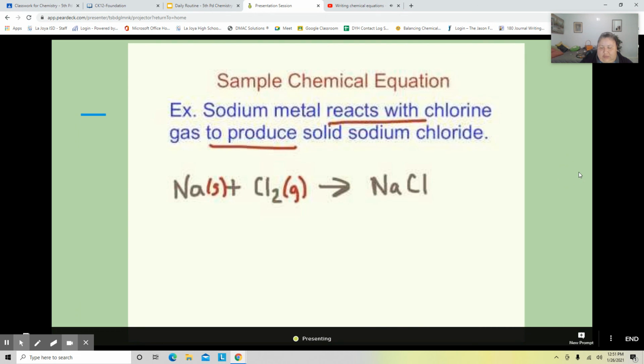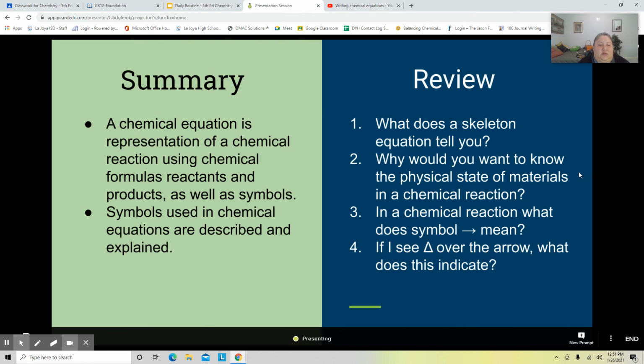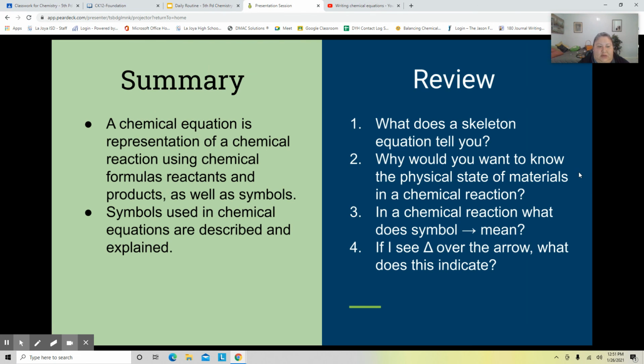All right, so in summary, a chemical equation is a representation of a chemical reaction using chemical formulas, reactants, and products, as well as symbols. Symbols are used in chemical equations and are described and explained.